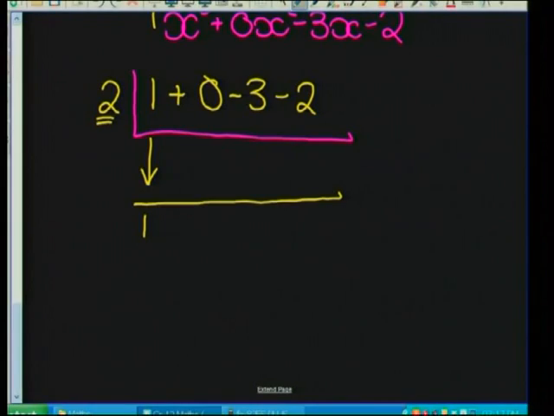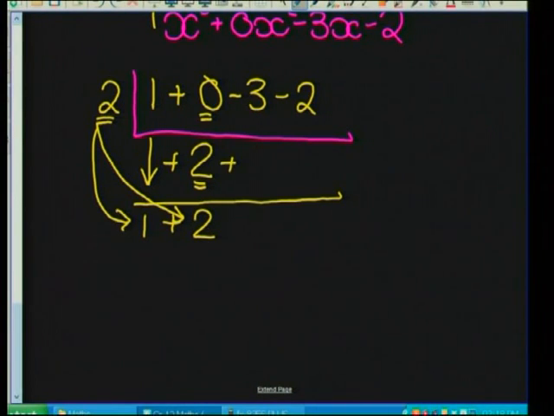The next step of synthetic division is I take my 2 that's sitting outside here and I multiply it by the 1 down below. So 2 times 1 is going to give me 2, and that's where I put it over there. I'm now sitting with a 0 plus a 2, and 0 plus 2 is just 2. Okay? Now we start the process again. I take 2 from outside here, and I multiply it by my 2 over there. 2 times 2 is going to give me 4. I've got negative 3 plus a 4, which is going to leave me with positive 1.